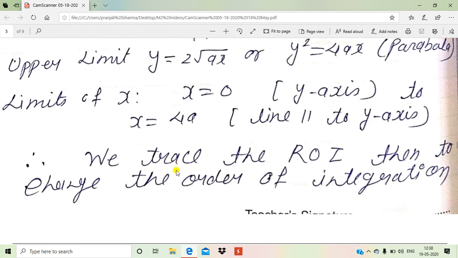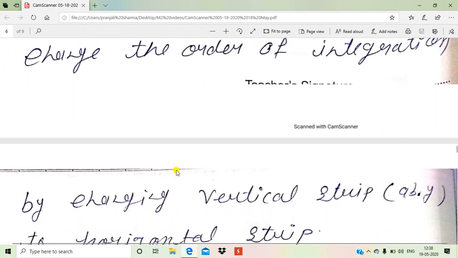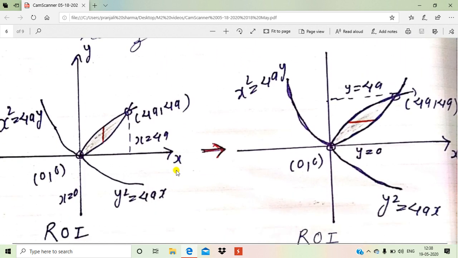So let's trace the diagram and find the region of integration. The limits of y: the lower limit was x square is equal to 4ay, which is a parabola on the y-axis, and the upper limit was y square is equal to 4ax, which is a parabola on the x-axis. By solving these two equations, the intersecting points are (0, 0) and (4a, 4a). And the limits of x are x is equal to 0, which is the y-axis, to x is equal to 4a. So the vertical strip will start from the lower limit up to the upper limit.